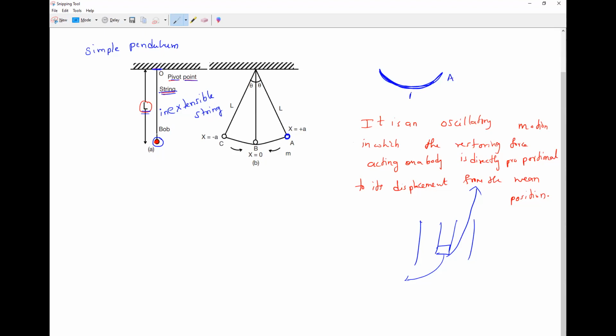Am I right, guys? Please respond, everybody. Yes or no? If there is no air friction, continuously it will be in the same path. Am I right or wrong, guys? It will go from C to A to C and again C to A. It will be continuous motion. Am I right? Please respond.